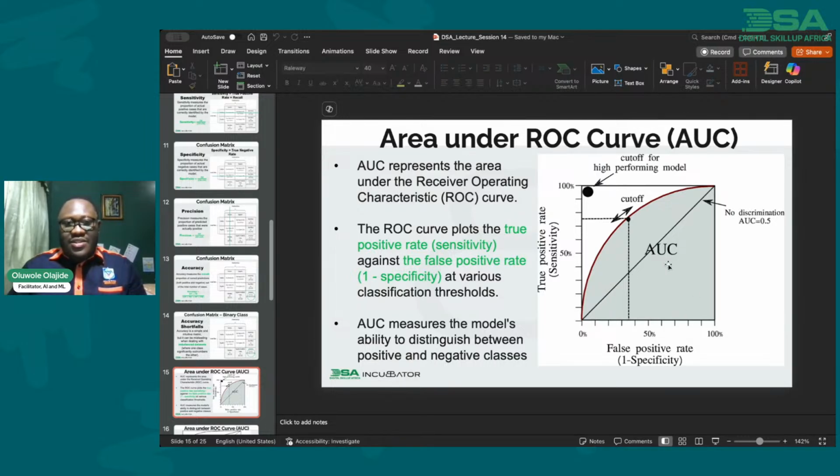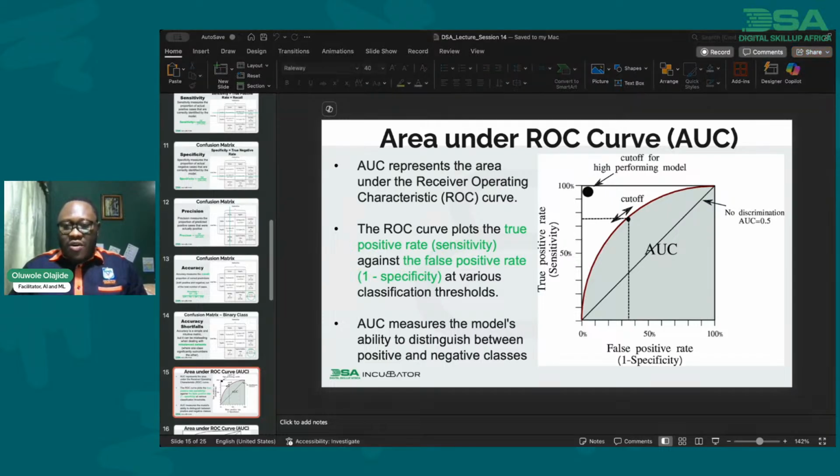It's not picking up the true positive rate and false positive rate. It's not picking them. So you have to be very, very careful. As Babs has said, it's always good to combine models. So the higher the score, the better the performance.